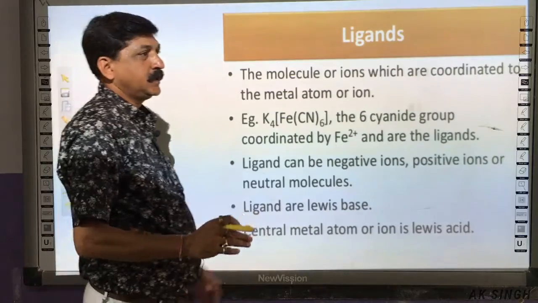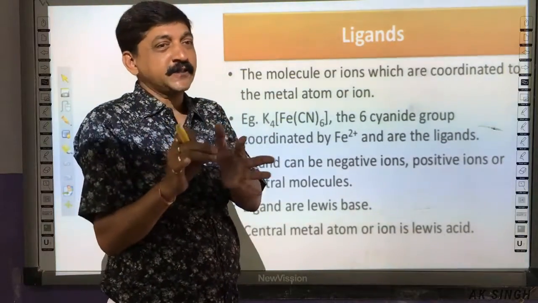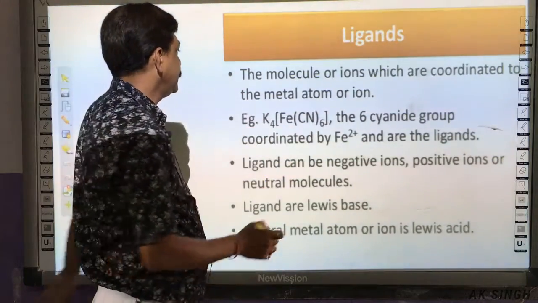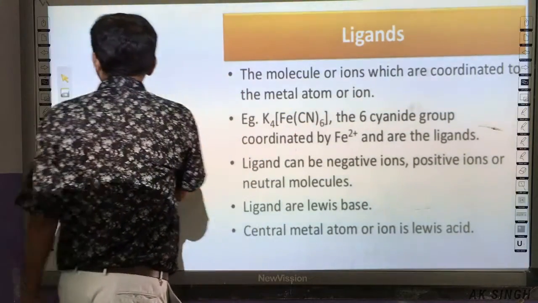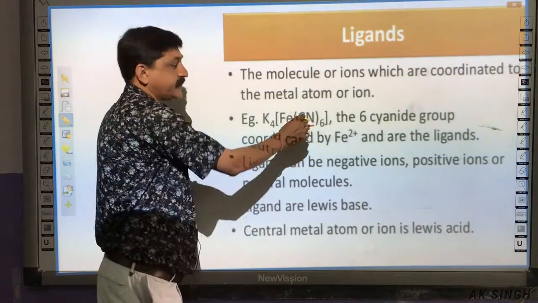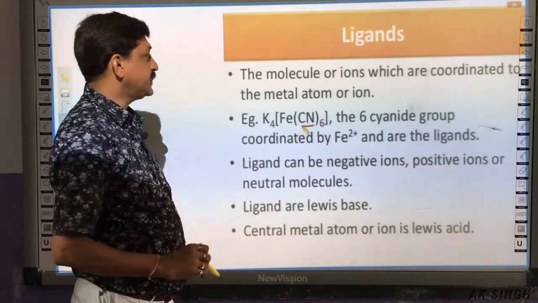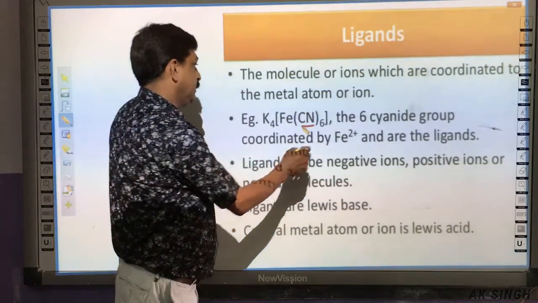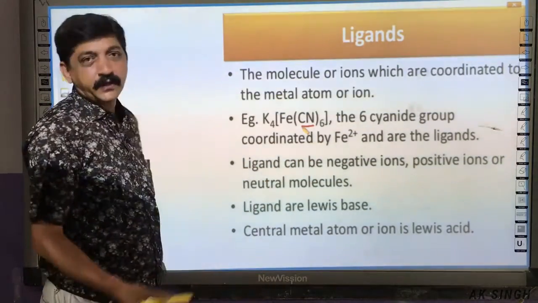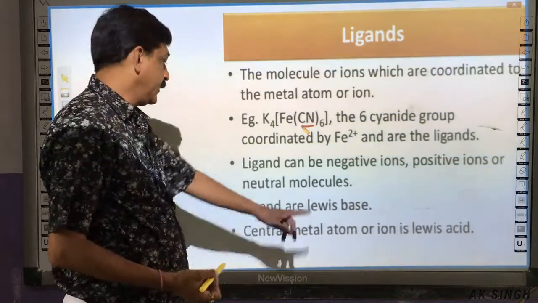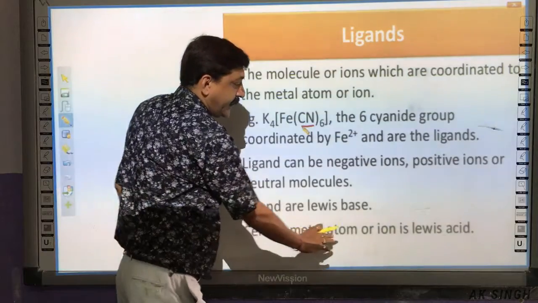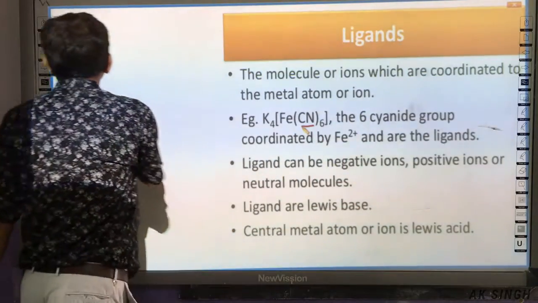Ligands: the species, neutral or charged, which get attached to the central metal atom or ion. In this example, CN- is a ligand, negatively charged. It is coordinated to Fe2+. Now ligands can be negative, positive or neutral. They act as Lewis bases because they donate electrons and the central metal atom or ion accepts the electrons.